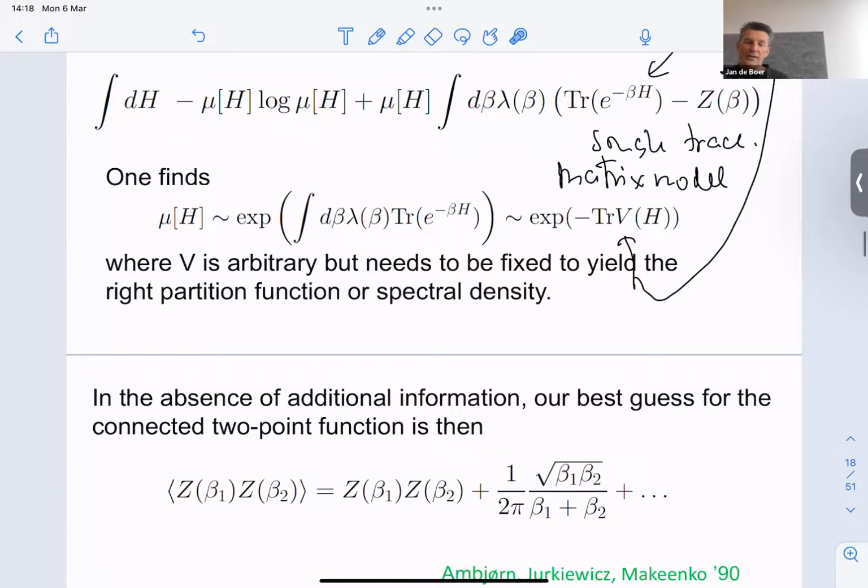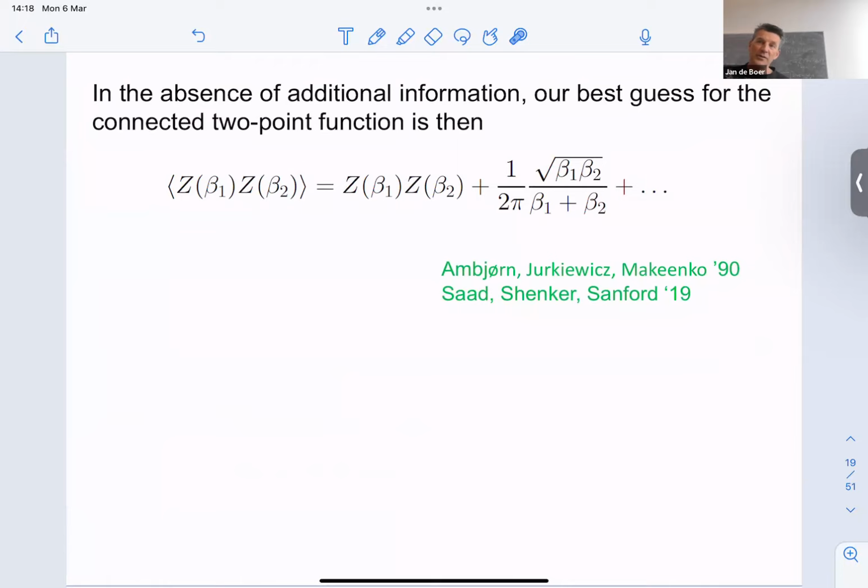And in the complete absence of any other information, you can now, that's an accident of these single trace matrix models, you can actually compute the connected two-point function, which is this thing here. And you get an answer that is universal, doesn't depend on any details of the theory. You get a prediction for the connected two-point function of two partition functions.